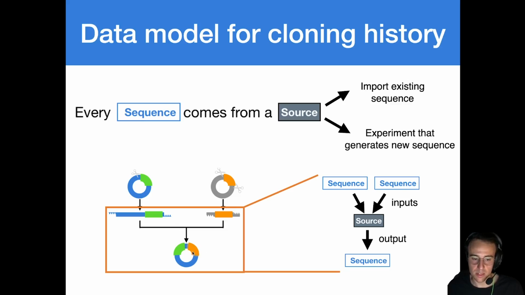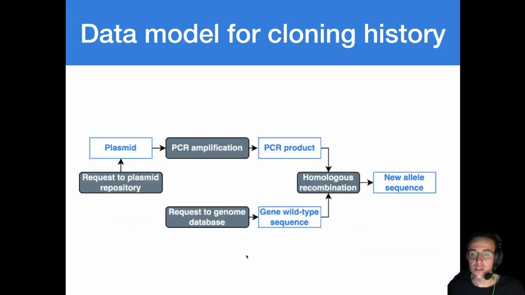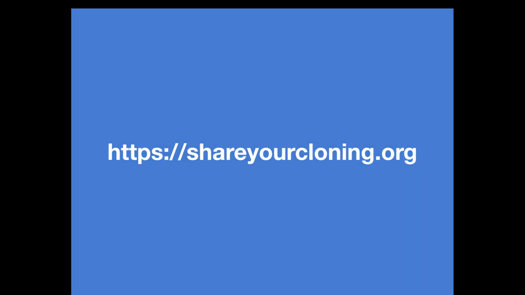is the final plasmid. So we can see that through a series of sources, we can recapitulate the history of a particular sequence. For instance, this allele that was generated by homologous recombination. We can see that we got a plasmid from a repository, for instance, Addgene. We amplified a fragment from that plasmid, and we transformed that PCR product into the genome to produce the allele. In turn, the template sequence of the genome came from a genome database, such as the NCBI. So that's it for the introduction.